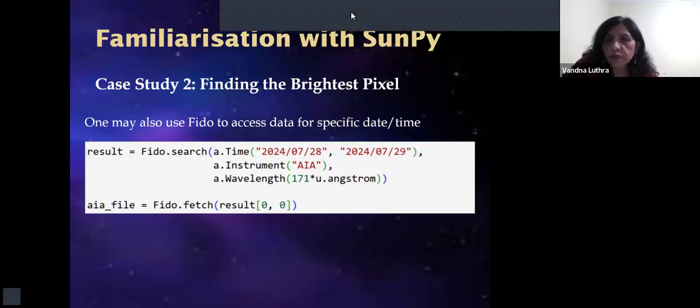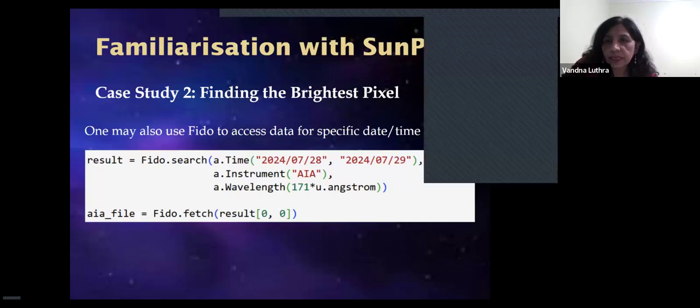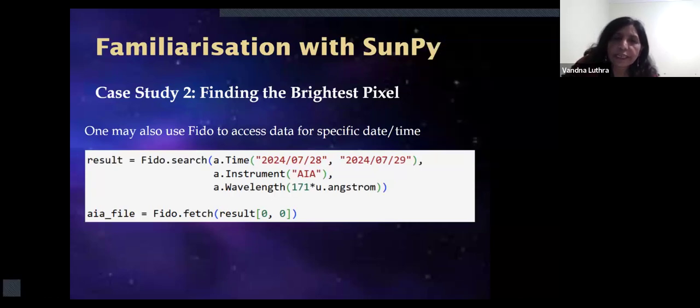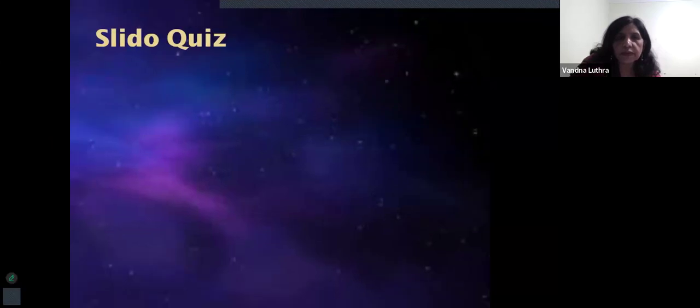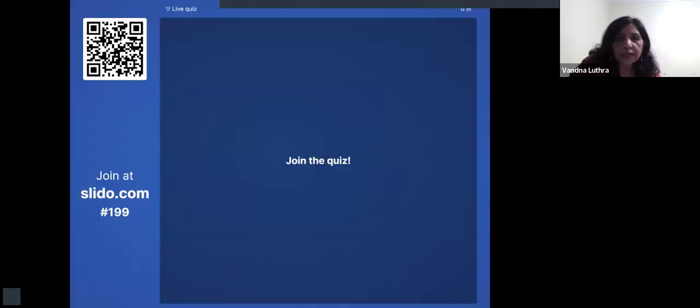Okay. So now we can have a small Slido, and we can try to see that it is sort of a recap on a few things, not on the program, but otherwise. So I will request everyone to please join the Slido quiz. Join the quiz at slido.com with this code 199, please.